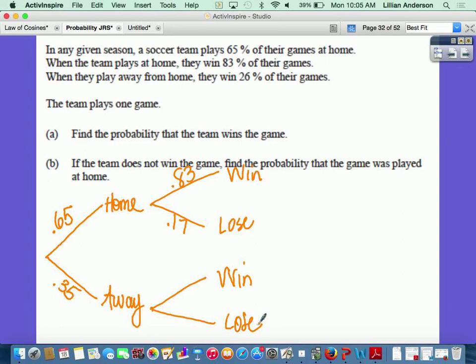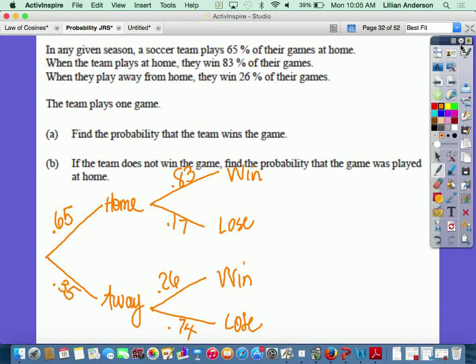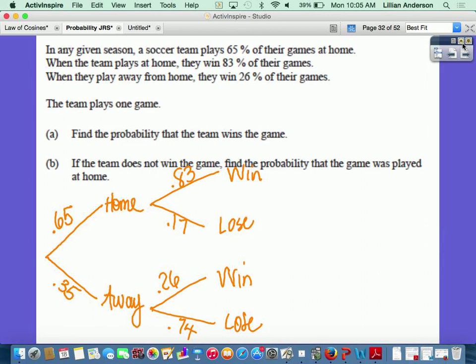So, what's going to be on my win branch? 0.26, and on my lose branch? 0.74. I'm going to need them to up their away percentages, because you lose basically 3 out of 4 games every time you play away. Like you have no chance of winning. That's kind of low. Must have like a hill or something.